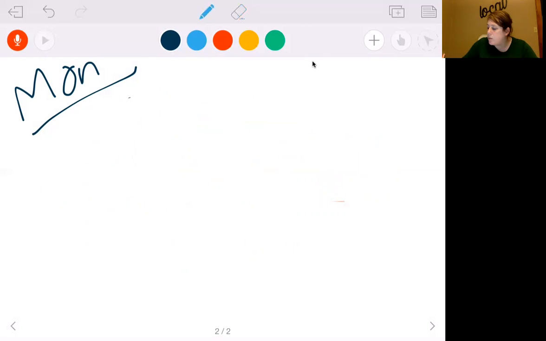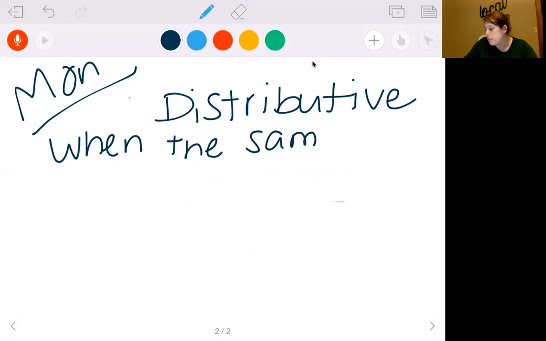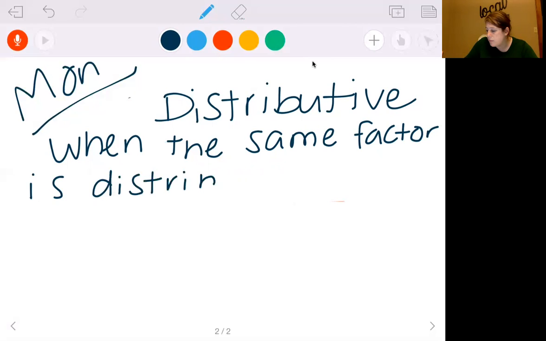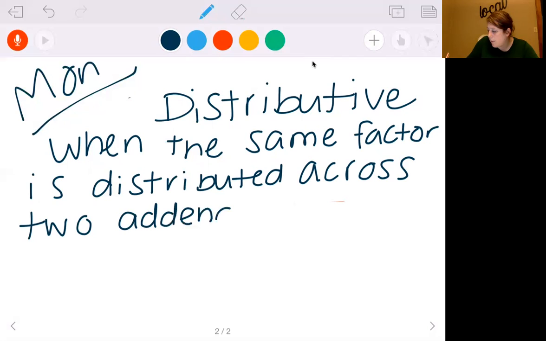Okay, so for this one, write distributive. This one is when the same factor is distributed across two addends, the product does not change.